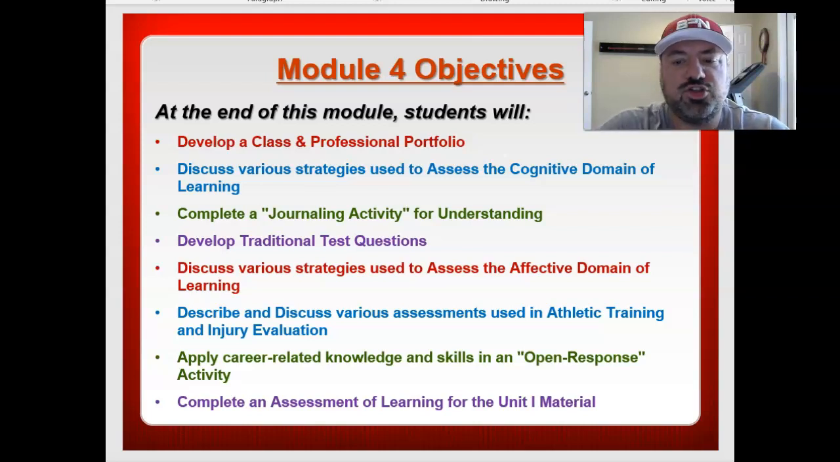We will discuss various strategies used to assess the affective domain of learning. And remember, the affective domain is more about feelings and values and a little deeper rooted. It requires some reflection and introspection. We will describe and discuss various assessments used in the athletic training and injury evaluation process through our athletic training lab. And we will apply career-related knowledge and skills in an open response activity. We will also complete our assessment of learning for the Unit 1 material, which is our Unit 1 exam.